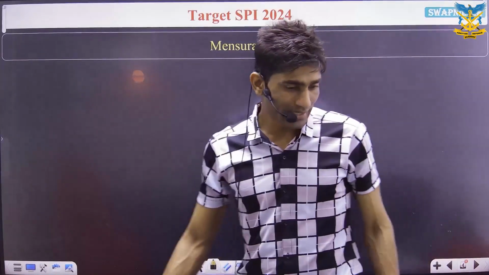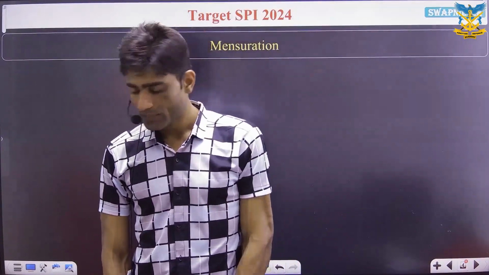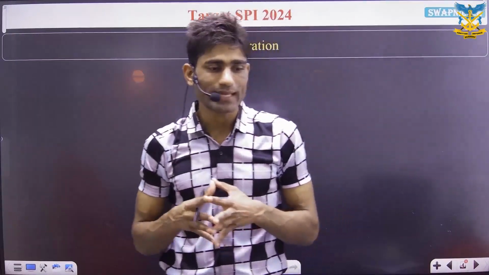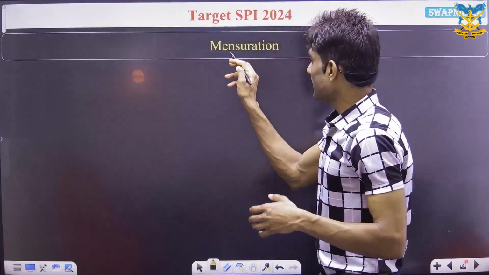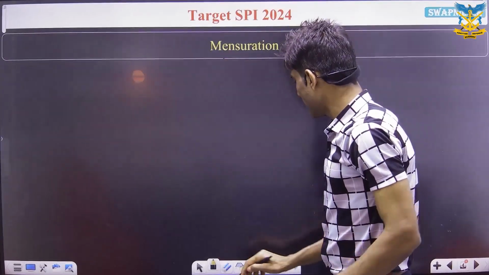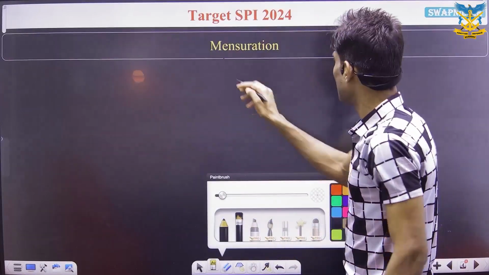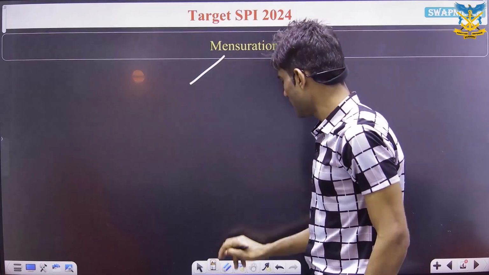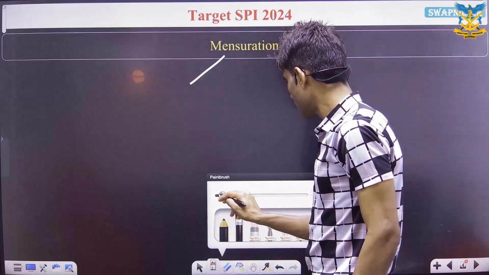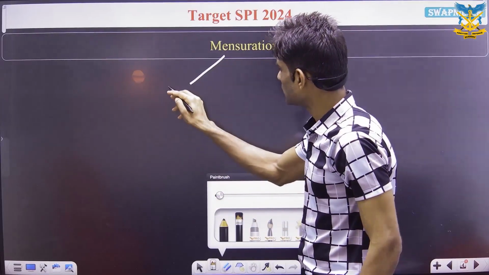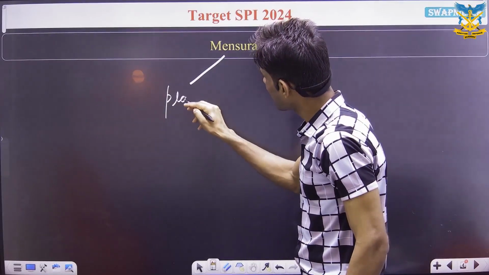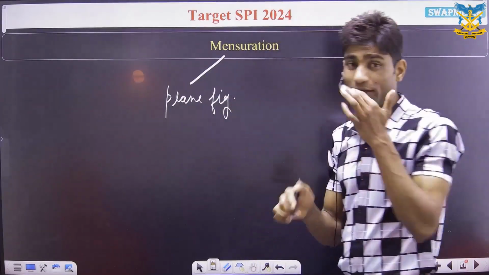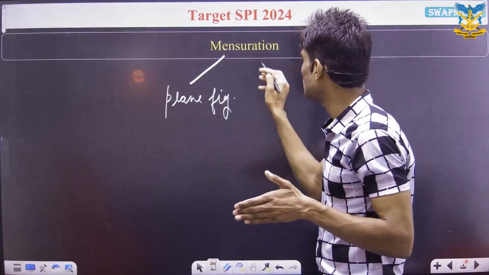In today's lecture I will explain to you all the concept of mensuration. Here we can see mensuration is generally divided into two parts. Let me write these two parts here. The first part goes for the plane figure, and the second goes for the solid figure.